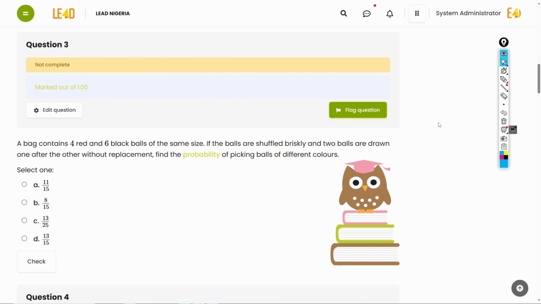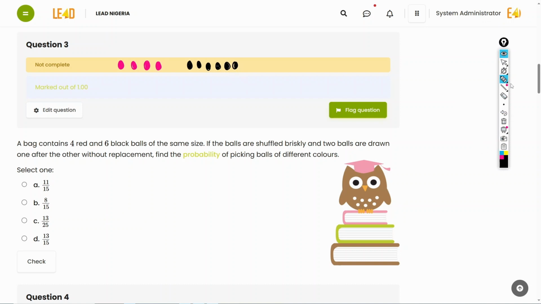Question 3. A bag contains 4 red and 6 black balls of the same size. If the balls are shuffled briskly and 2 balls are drawn one after the other without replacement, let's find the probability of picking balls of different colors. Okay, so we have 4 red balls, 1, 2, 3, 4, and then 6 black balls, 1, 2, 3, 4, 5, 6.